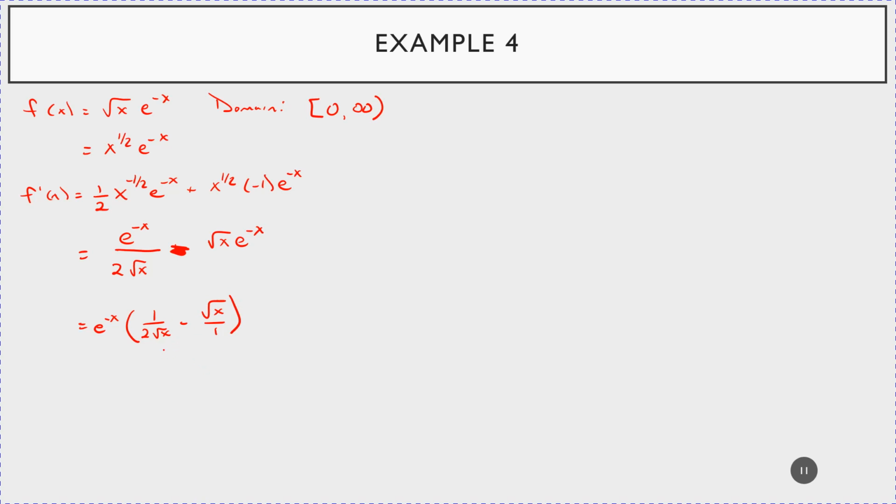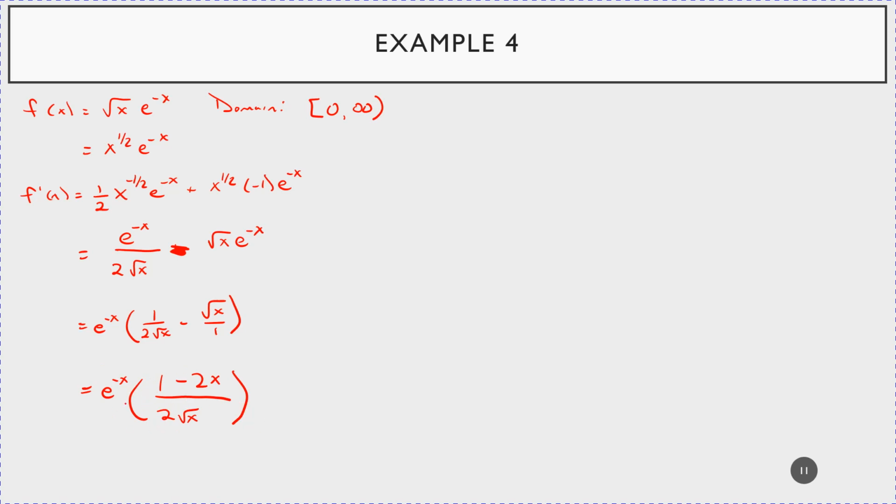So what I would do here is common denominator, right? The common denominator here is 2 square roots of x. So you're going to multiply this by 2 square root of x, and you're going to combine these two terms. So this is e to the minus x times 1 minus, when you multiply this, you get 2, and square root of x times square root of x is just x, all over 2 square roots of x. Okay, this is what our first derivative is.